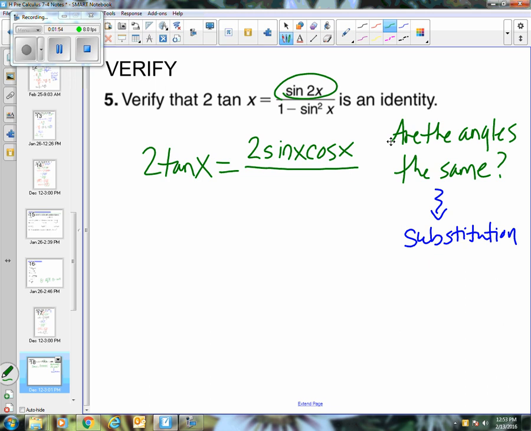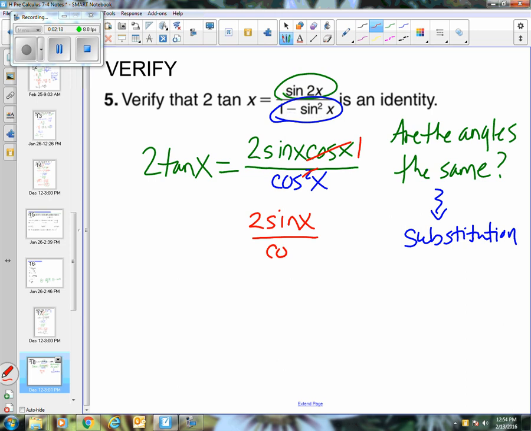If we're trying to verify, we want to show that they're equal. On the bottom, I'm going to go ahead and substitute there too. What's 1 minus sine squared of x equal to? Go way back up to the top of your formula sheet. That's one of those Pythagorean identities. That's equal to cosine squared of x. All right, now let's see if we can simplify this down even more. On this right-hand side, I have a factor of cosine in the numerator, so that's going to give me 2 sine of x over cosine of x.